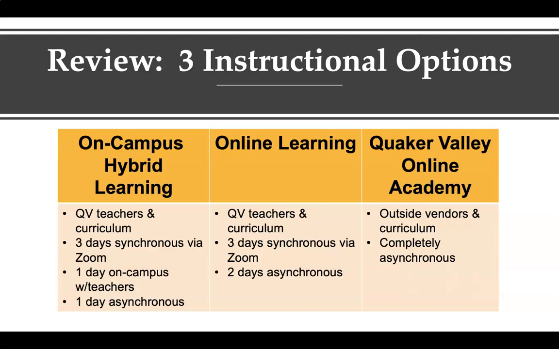We know this presentation includes a great deal of information, so we want to provide a quick recap of Quaker Valley High School's 3 instructional options for the 2020-2021 school year. First, there is the on-campus hybrid learning option that utilizes Quaker Valley teachers and curriculum. It allows for 3 days of live synchronous instruction via Zoom, 1 day of on-campus instruction with classroom teachers, and 1 day of independent asynchronous instruction.